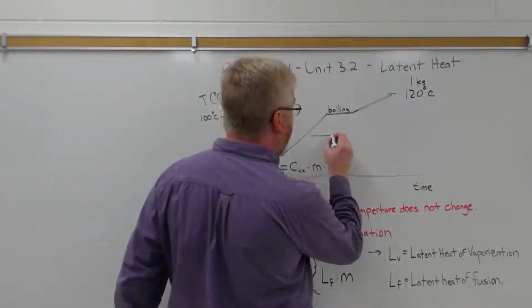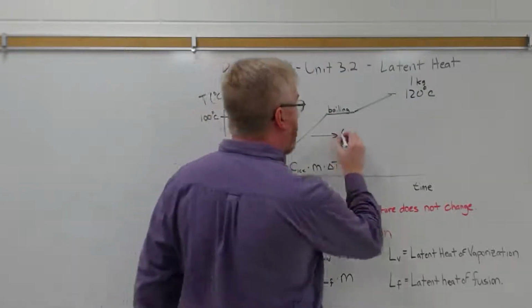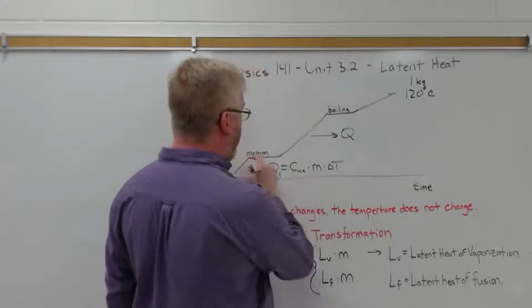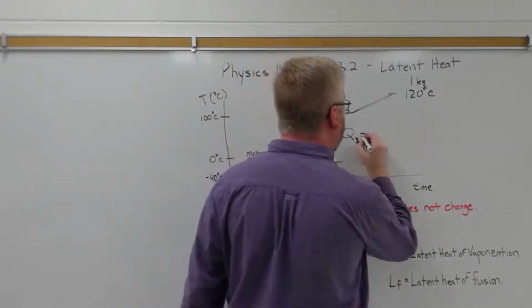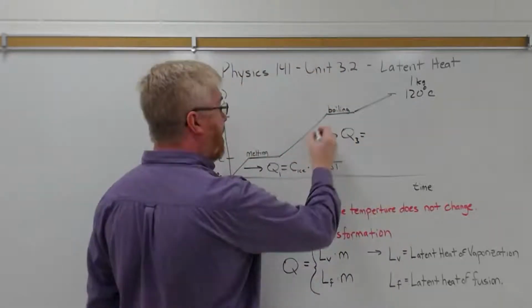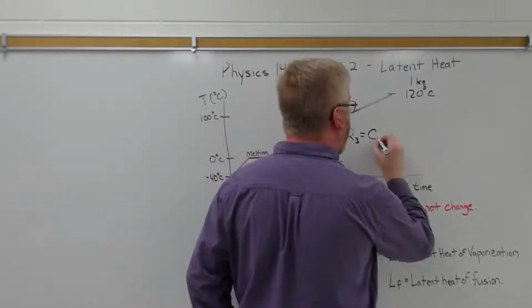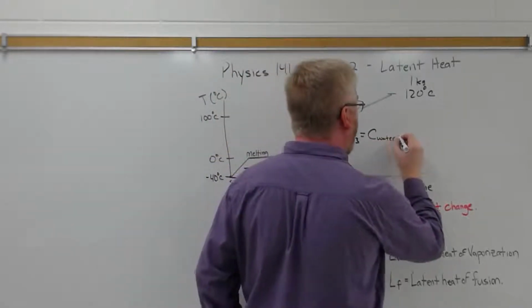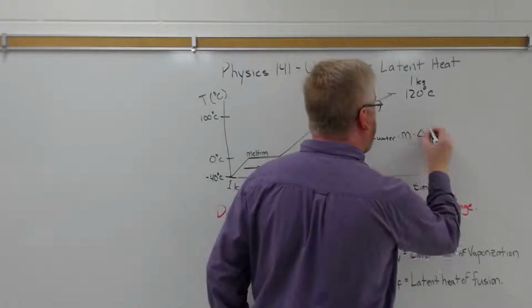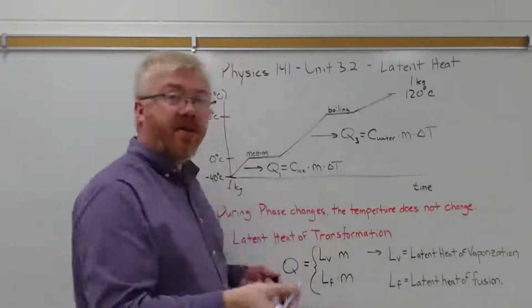Here, we know the heat, we'll call this Q1. We don't know what Q2 is. Q3 is the heat needed during this process, heating up the water, which is the specific heat of water times the mass of the water times the change in temperature. Here the mass of the water is still a kilogram.